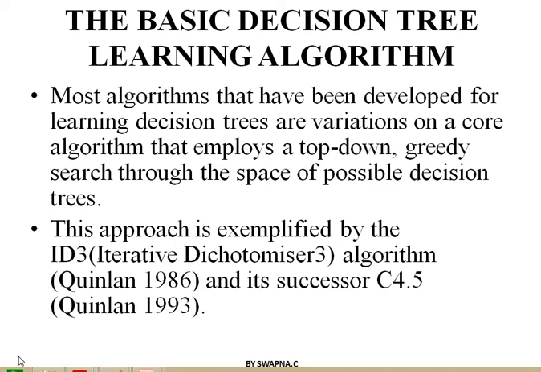ID3 stands for Iterative Dichotomiser 3, and this is the basic decision tree learning algorithm which employs a top-down and greedy search approach. Top-down means it will start with the top of the tree, and every time it is going down. That means it starts the process from the root, and after that it goes to the descendant nodes, from top to bottom.